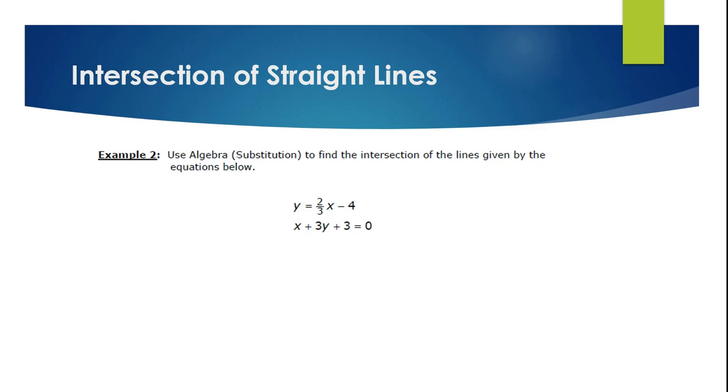Now, here we want to use substitution to find the intersection of the lines given by the following equations. So, substitution is typically used if I have at least one equation solved for a variable. And here I do. If you don't have that, you can always solve one of the equations for that variable, and you could just use it like that. That's fine.